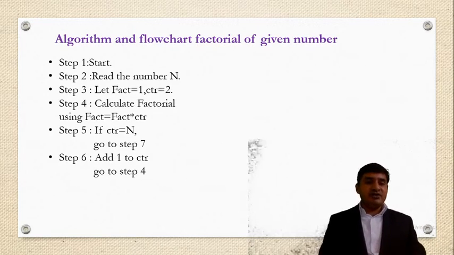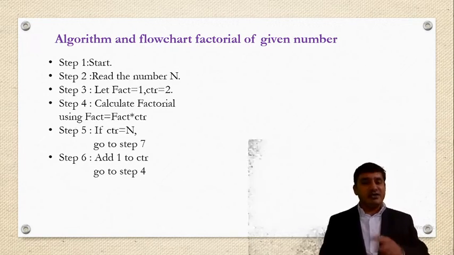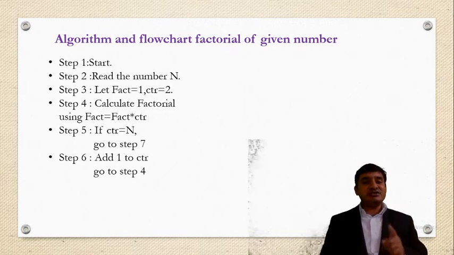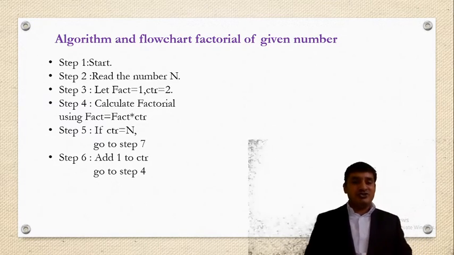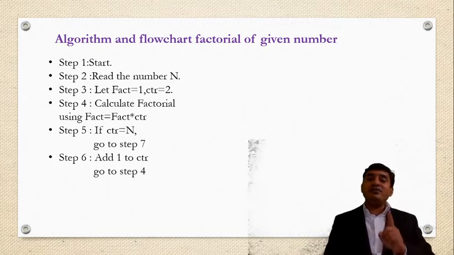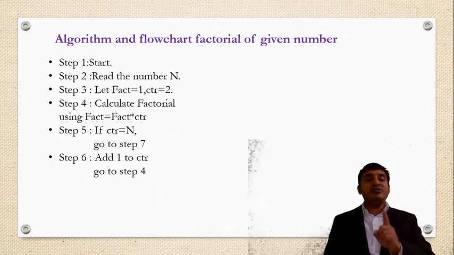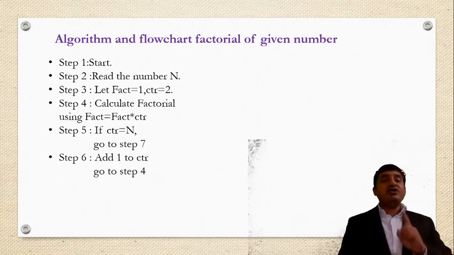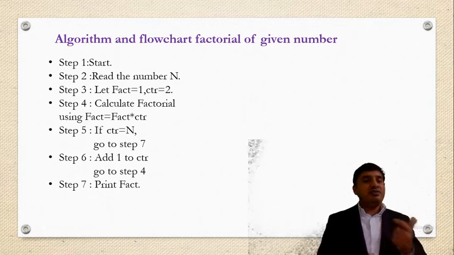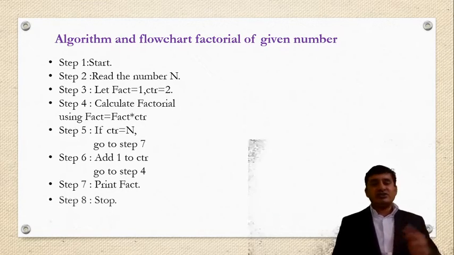Go to step number 4, again calculate factorial. This process is carried out until the counter becomes equal to n, or counter is equal to n. Okay, print factorial, then stop.